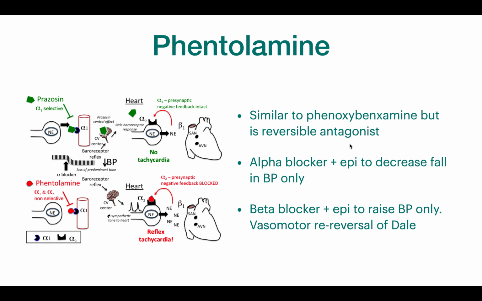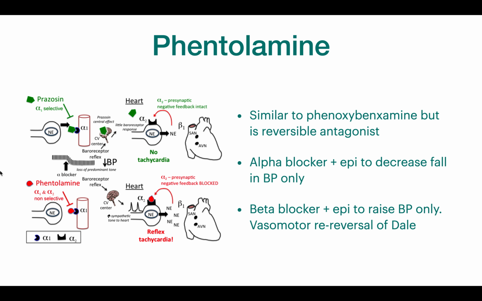Phentolamine is going to be similar, but it's reversible. You use it with epinephrine to decrease a fall in blood pressure only. It's not really used to increase contractility. It's going to be used as the vasomotor reversal of Dale. The alpha blocker, remember, blocks the first half of the biphasic response and lets only the beta response occur. So beta blocker and epinephrine is going to be used to raise the BP. So it's going to be the vasomotor reversal of Dale.